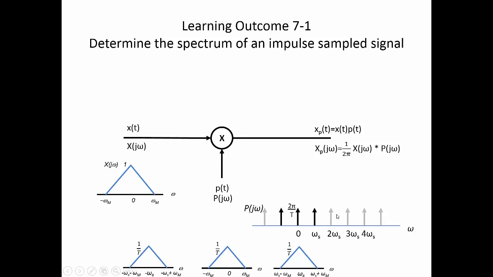We will likewise have another triangle further to the right for 2 omega s. This would be 2 omega s, this would be 2 omega s, this would be 2 omega s, and we have the triangle here. Likewise, there'd be another triangle further to the right with a 3 omega s, and an infinite number also to the left.